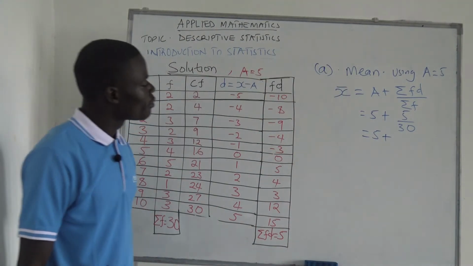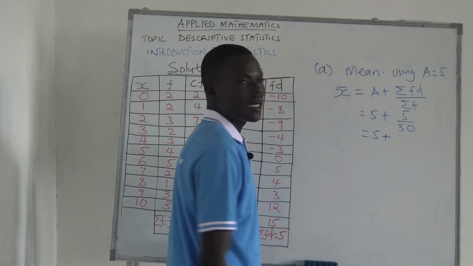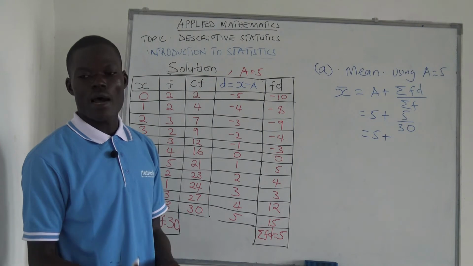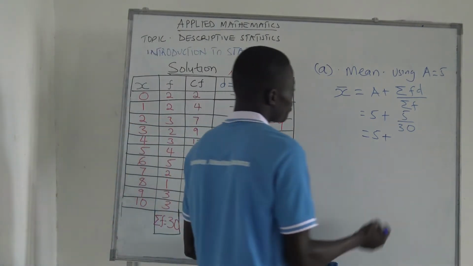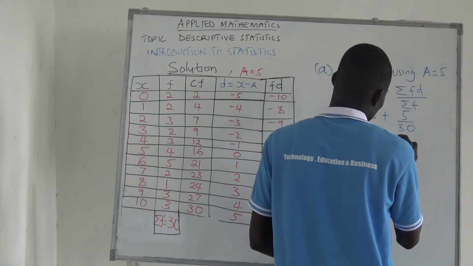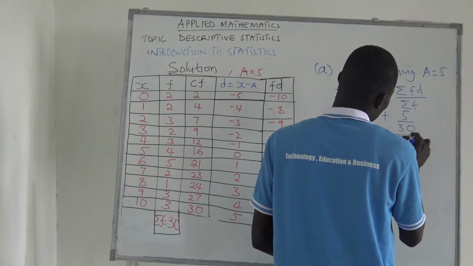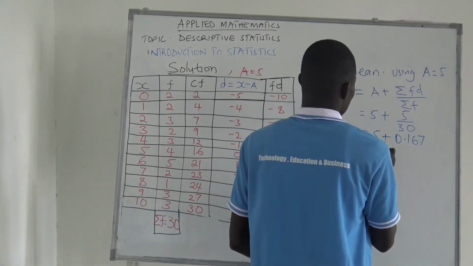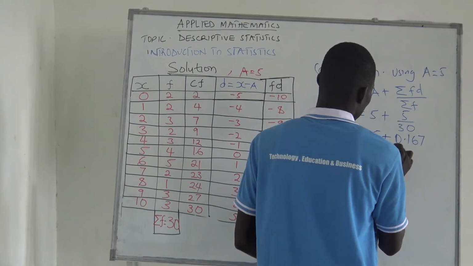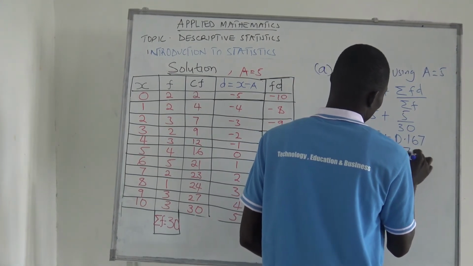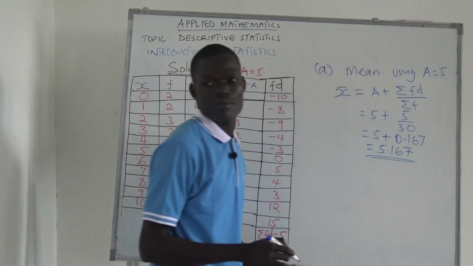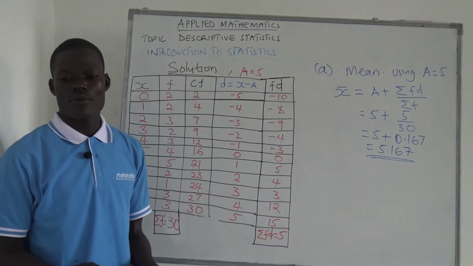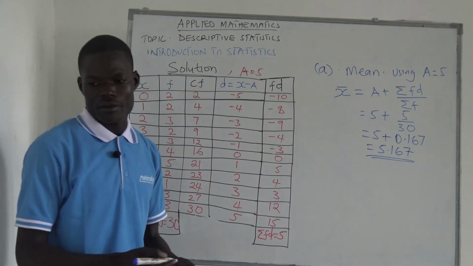So this one is 5 plus the total. You can even just write the answer. What do you get there? It is 5 divided by 30. It is about 1 out of 6, which is approximately 0.167. So the total here becomes 5.167. This becomes our mean. That's the first part, which is the mean.